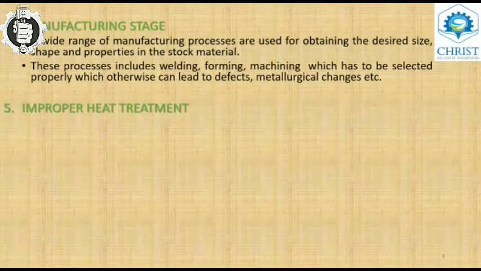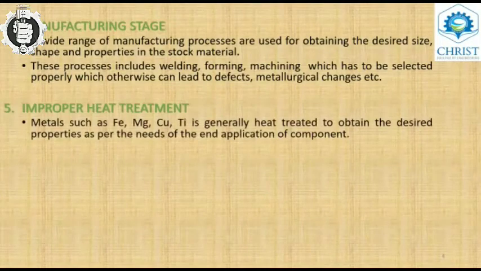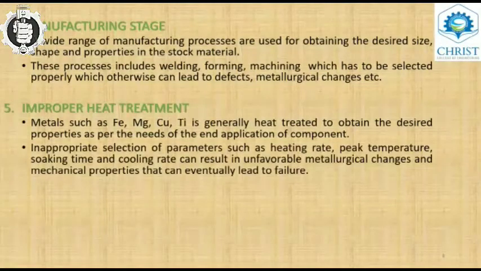Failures resulting from improper heat treatment. Metals such as iron, magnesium, copper, etc. are generally heat treated to obtain the desired properties as per the needs of the end application of the component. As you know, for different applications we heat treat in different manners. Inappropriate selection of parameters such as heating rate, peak temperature, soaking time, cooling rate, etc. can result in unfavorable metallurgical changes and mechanical properties that can eventually lead to failure.